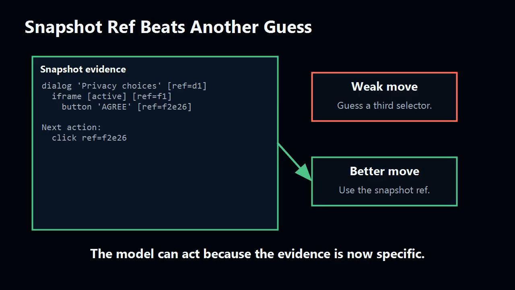Now the snapshot gives the missing facts. It can show a privacy dialog, an active iframe, and a real button with a specific reference, like button agree, ref F2E26. Now the model has enough evidence to request the correct action by reference instead of inventing another selector.